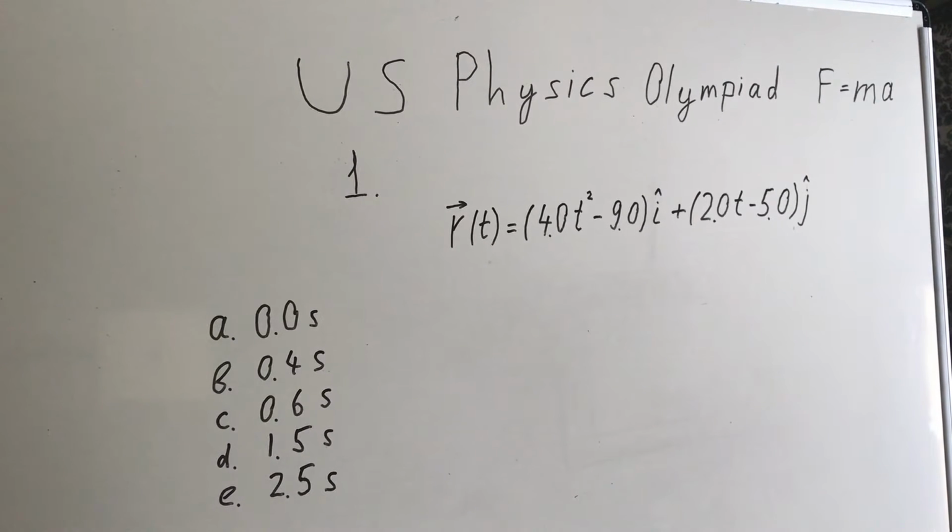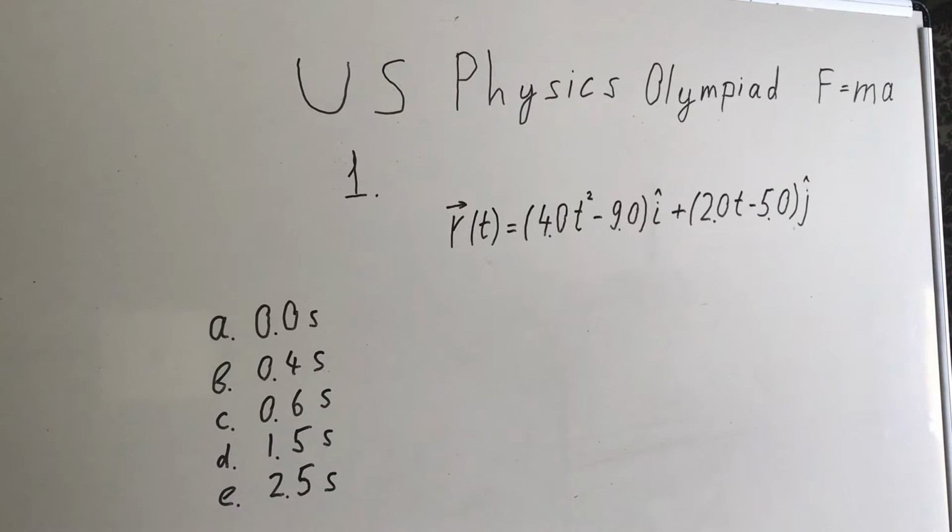Problem number 1. An object moves in 2 dimensions according to the equation represented here, where r is in meters and t in seconds. When does the object cross the x-axis? On the left side we have 5 options to choose the correct one, and in this kind of problems we have very short time for many problems, and we need to solve them quickly.